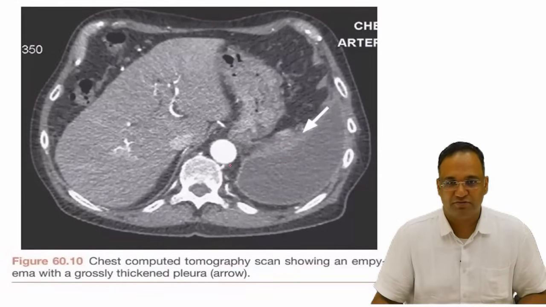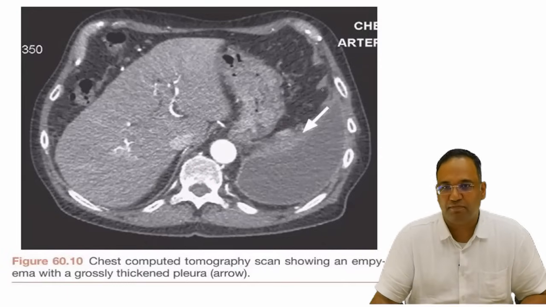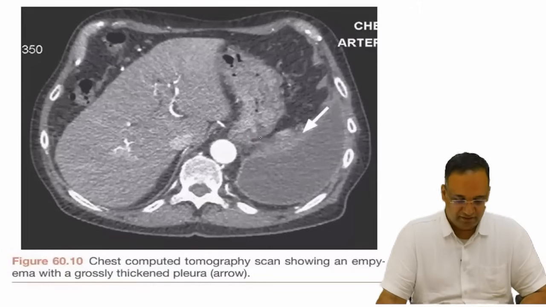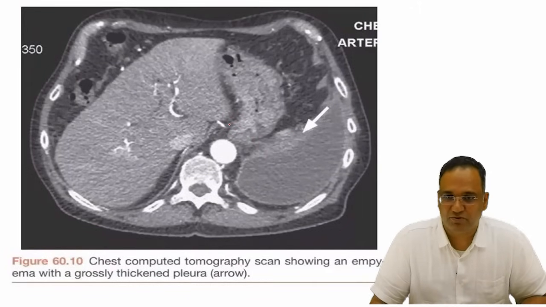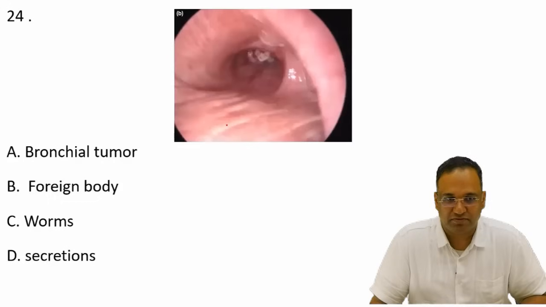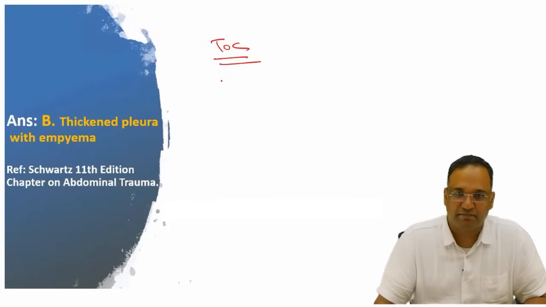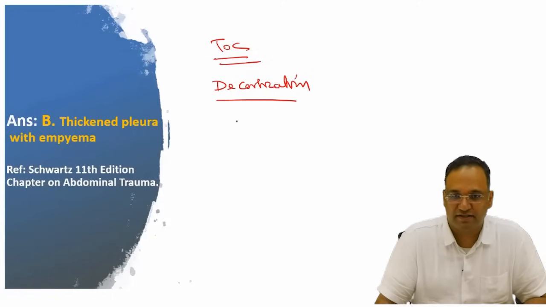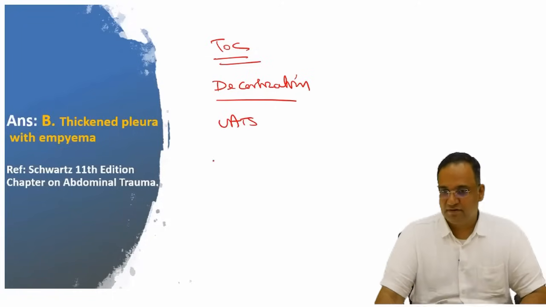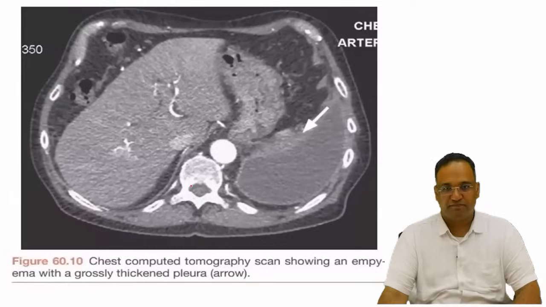And the treatment of choice for this patient: if appropriate drainage has not been done, this complication occurs. If a hemothorax or pus in the thoracic cavity, empyema, is not drained, eventually it contracts and collapses the lung. So, the treatment of choice for thickened pleura with empyema is decortication. And after the advent of VATS, it is VATS decortication.